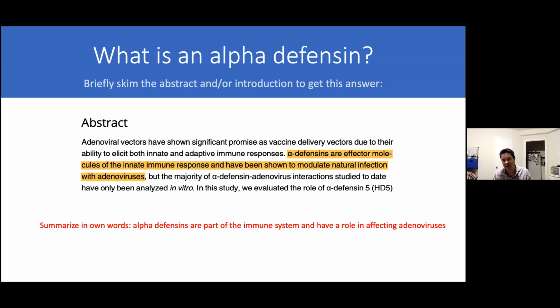So looking through the abstract, it says alpha defensins are effector molecules of the innate immune response. All right, I'm not exactly sure what an effector molecule is, but I've heard of immune response before. So we can assume it has some sort of role in immunity. And the second part of it says it has been shown to modulate natural infection with adenoviruses. All right, so an alpha defensin has some sort of effect on adenoviruses. So the best thing you could do is start summarizing some of this content, whether you want to write it down or just verbally say it to yourself. Alpha defensins are part of the immune system and have a role in affecting adenoviruses. That's provided a little bit more context.